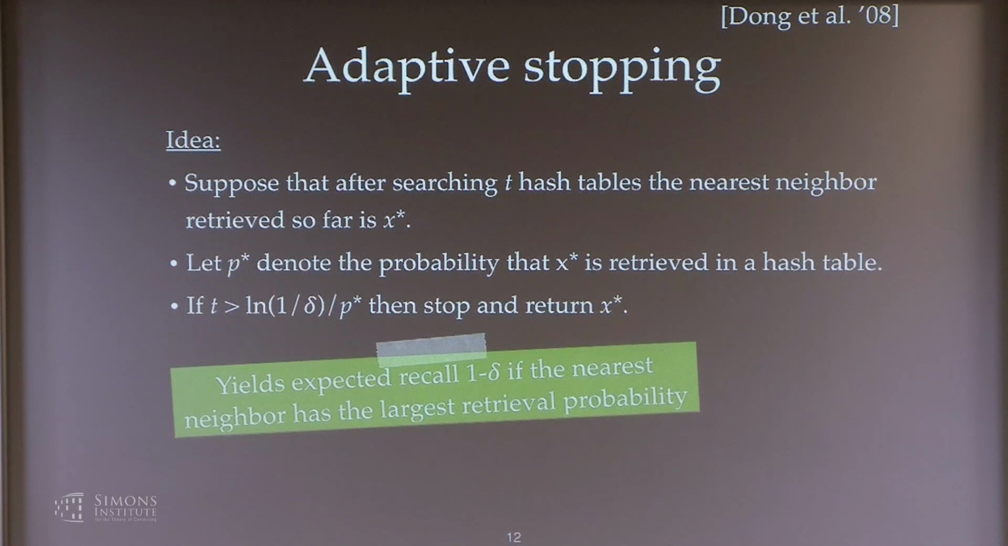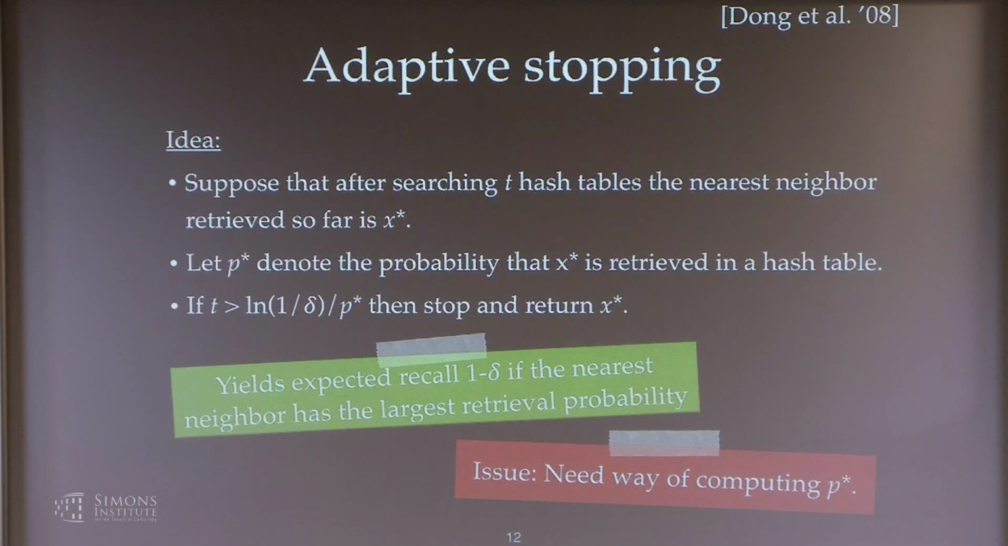So why is this not quite ideal? Well, it requires us to compute or estimate this quantity p star. Okay, and depending on the kind of method we use for multiprobe LSH, this can actually be pretty difficult. Okay. So let's step back. So what I'm going to present is a simpler alternative that is essentially as good.